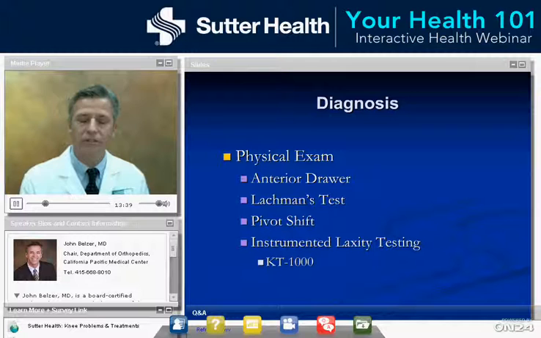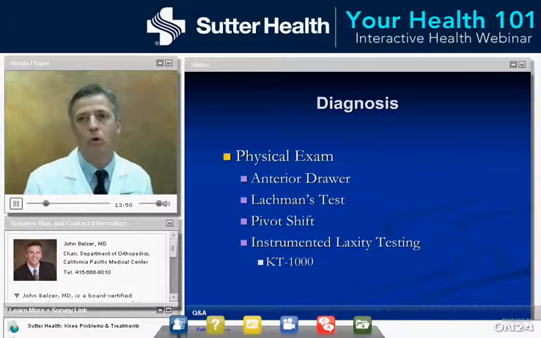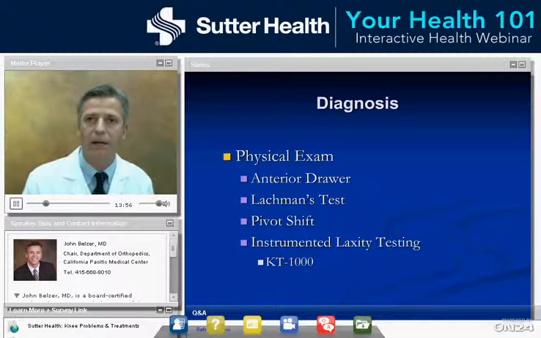Instrumented laxity testing is just an objective way of measuring the amount of translation. It's a machine that puts a pad on the kneecap and a pad on the tibia, and by pulling on the tibia, you can measure the actual degree or millimeters of translation of that tibia. It is used in clinical studies, not commonly used in a clinical practice. So I'm going to show you basically the one test that I like, which is called the pivot shift test.